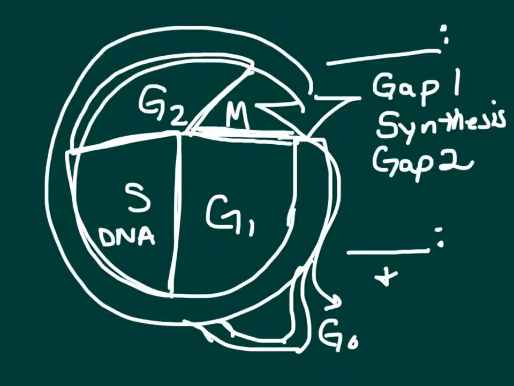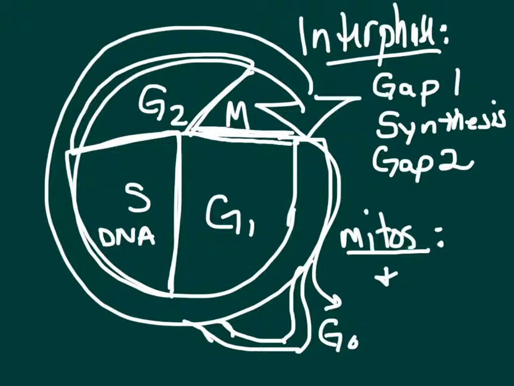That process of G1, synthesis, and G2 is called interphase. And that's what cells are doing when they're not dividing. If you were to look at a microscope slide of cells, the vast majority of the cells that you look at are going to be in interphase. They are not going to be dividing. They're just going to be doing their thing. When they go to divide, that's when they begin the process of mitosis.